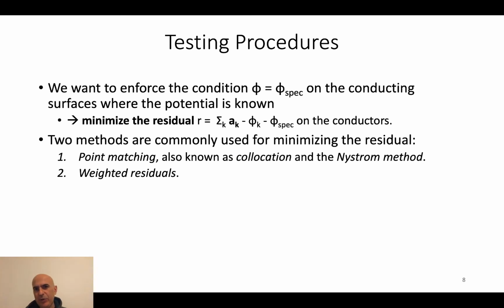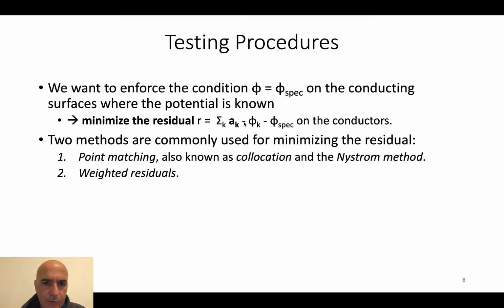So at the end, what we want to do is to get a linear system that we can solve. The basic technique is to enforce the condition, the potential, to some potential that we know a priori. For instance, if we know that we have a certain potential in conducting surfaces where the potential is known. And then what we're going to do is what we've done in the finite element methods, that is, minimize an expression for R.